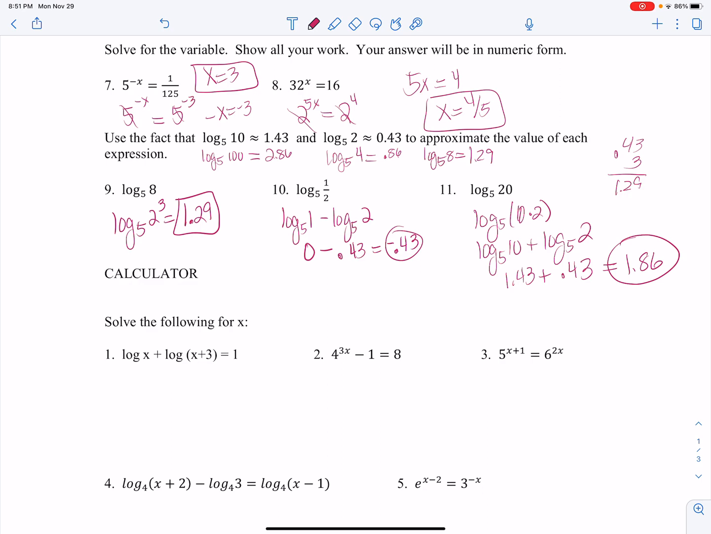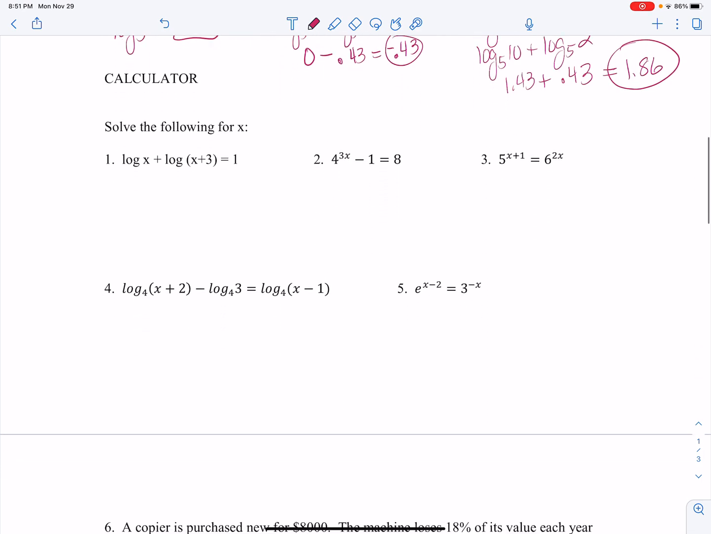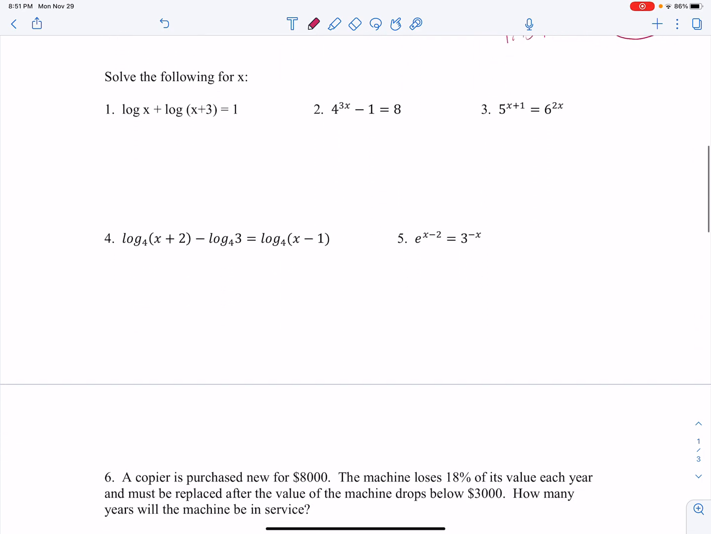Okay. The next part is calculator. And I right now am at home and I do not have a calculator that is working. So I'm going to have to go to Desmos. But let's look at this. You have a plus sign. So wouldn't this be the log of x squared plus 3x equals 1?